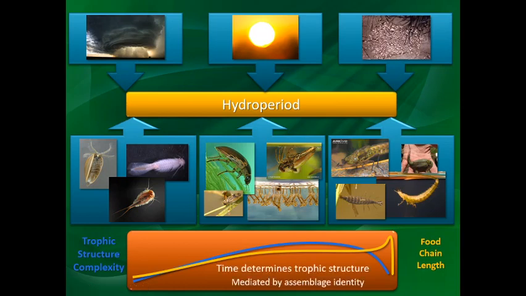So really what we're seeing is time is determining the aspect of the trophic structure, but it's mediated by who is there at the time. So what I say here is, the trophic structure is determined by time, but then it really depends on who is there at that specific time. Because only crustaceans are there in the beginning, and then we get more insects to increase the complexity of the trophic structure. So that's why I say the trophic structure is mediated by the assemblage identity.